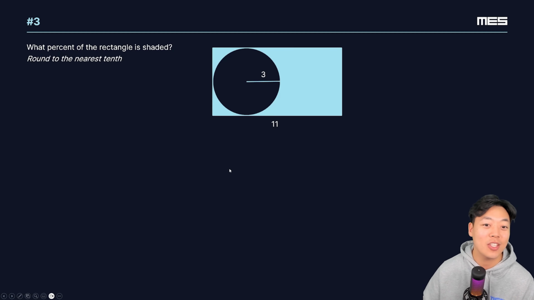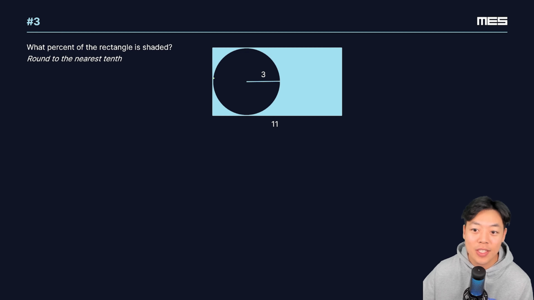Number three, what percent of the rectangle is shaded? Round to the nearest tenth. So we have this circle. We want to subtract that circle from the entire area of the box and then put everything over the entire area of the box because we want to know the percentage of the rectangle that is shaded. That's the most common misconception that students had for this problem.